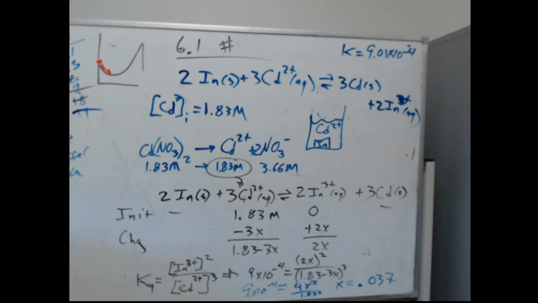So that's how we do that one. It really is the same. The thing that's nice about this problem is that it looks so much more complicated, but when you get down to it, it's initial, change, equilibrium, x is small approximation. We're really still doing the same steps.